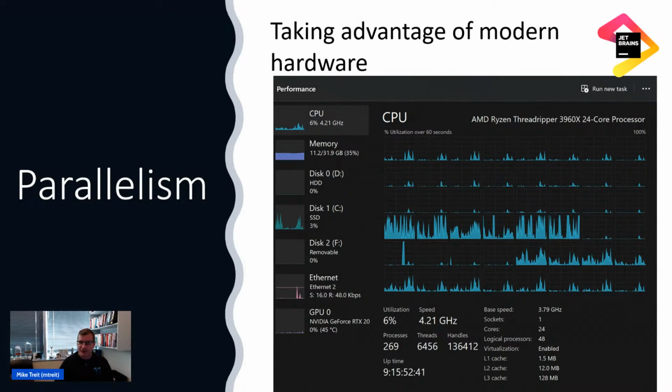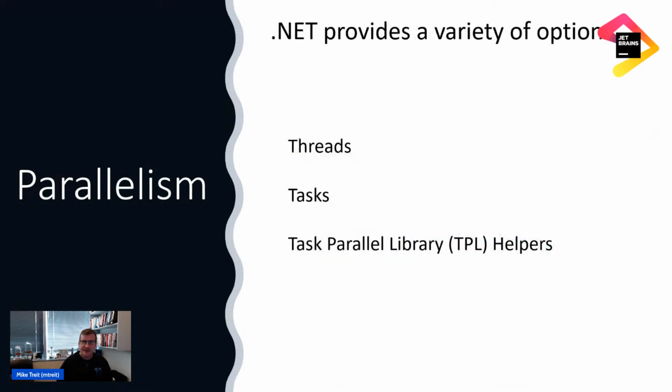Now, not everyone is running with 48 cores. My machine that I'm using here at my office only has 8 cores. But still, those are cores that we want to take advantage of if the type of programming problem that we're doing is amenable to that. .NET provides a variety of options to help us make code work in parallel on multiple processors. There's explicit threads, there's tasks, and there's also some helper methods that come through the task parallel library, which is where the tasks come from. We're going to look at all of these and show some examples.